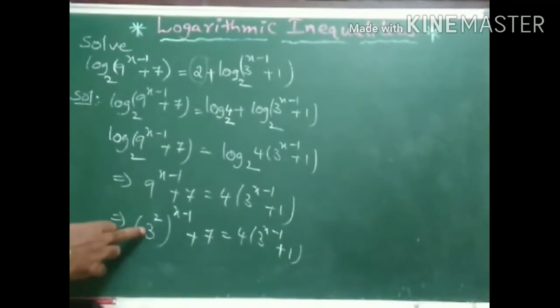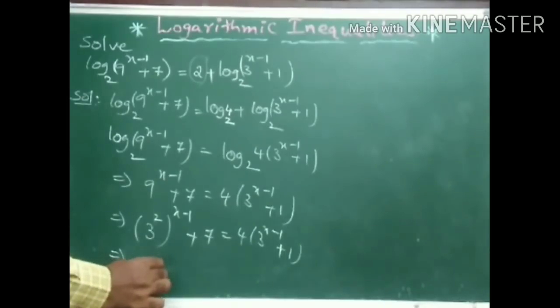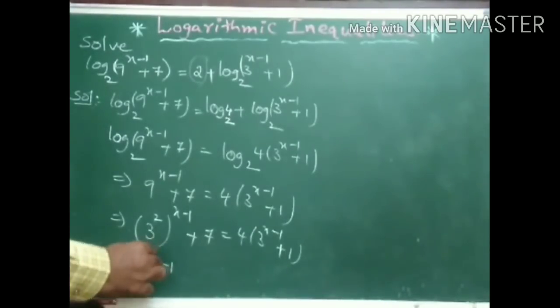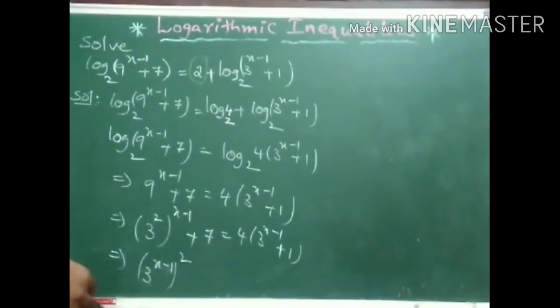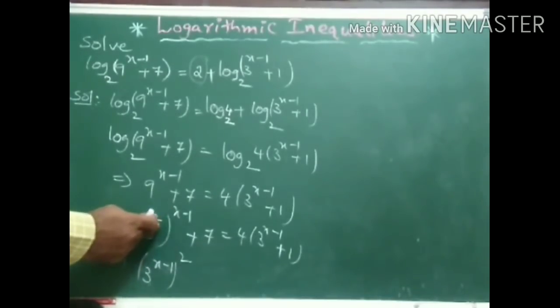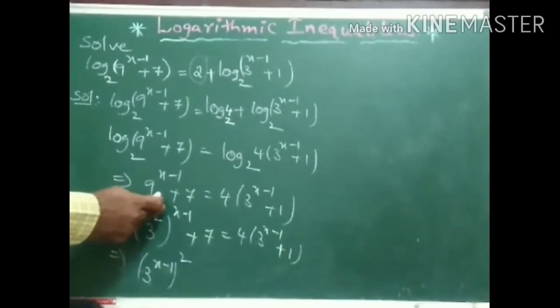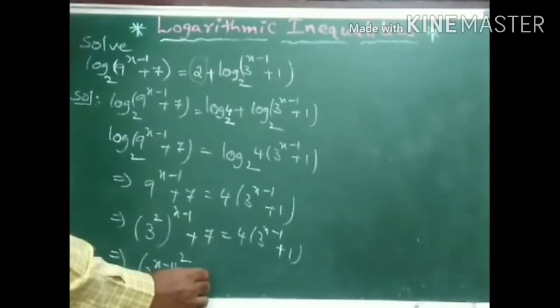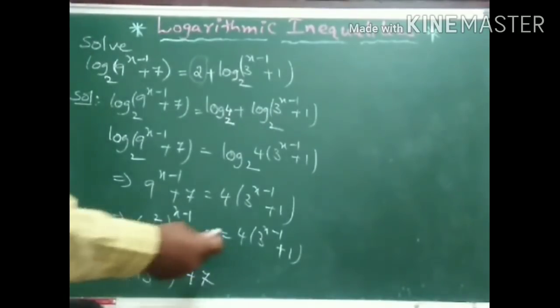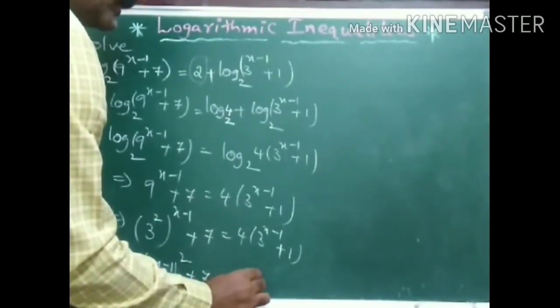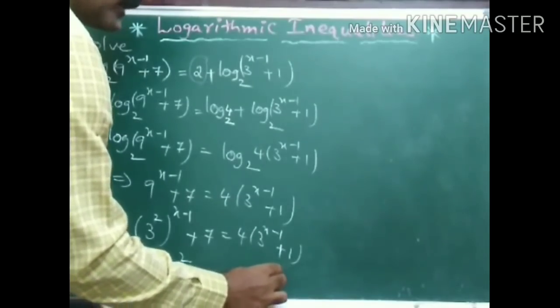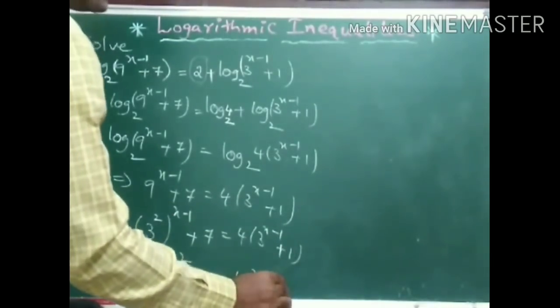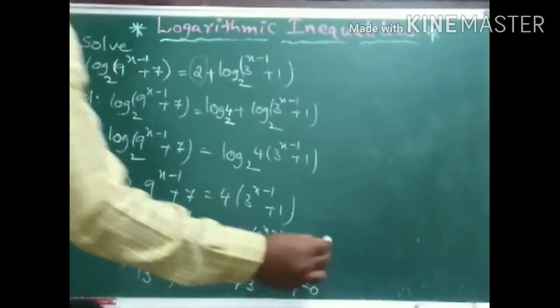And this is like a to the power of m whole to the power of n, which is a to the power of mn. So I want to rewrite this as (3^(x-1)) entirely squared. Just I want to change this m and n. No problem, m into n is mn, and n into m is also mn. So plus 7. And if I bring this side, minus 4 into 3^(x-1) minus 4, which is equal to 0.